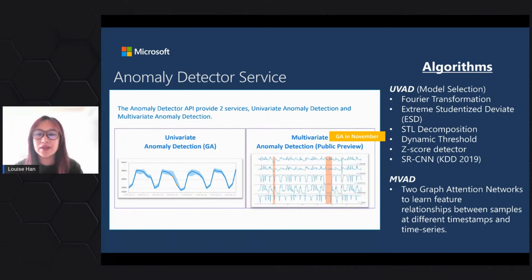For multivariate, the model we're using is graph attention networks. Since we are using these attention networks, we will learn a lot of feature relationships between the samples, which is between the variables at different timestamps and time series. So for multivariate, it will not only detect the spikes or drops or the trend change, but it will also detect the correlation changes between the variables.